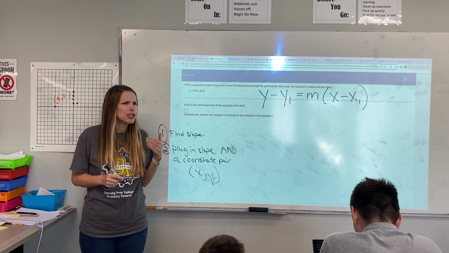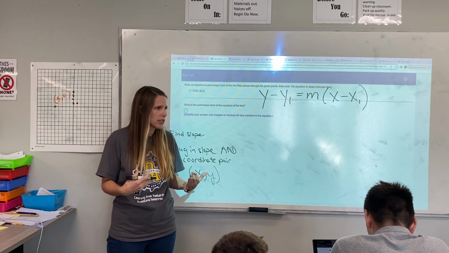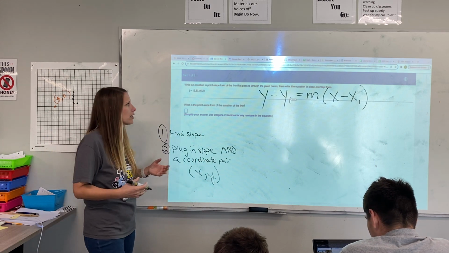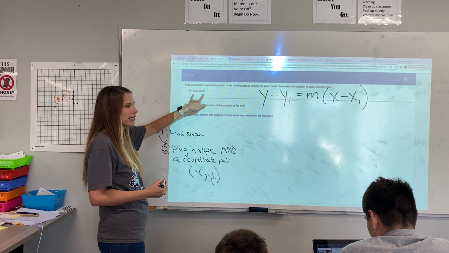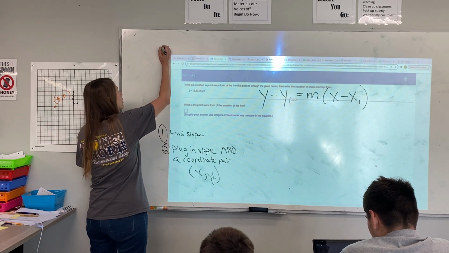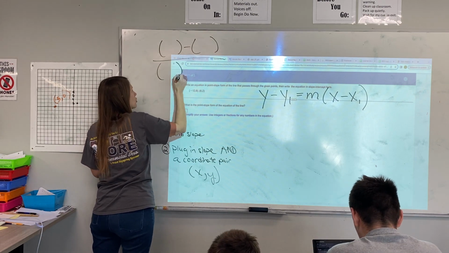Do you see how we're using kind of the same things over and over and over? And we can use them to get to our answers or conclusion, okay? We are given our points. We can plug them in to our slope formula. So we have y2 minus y1 over x2 minus x1.